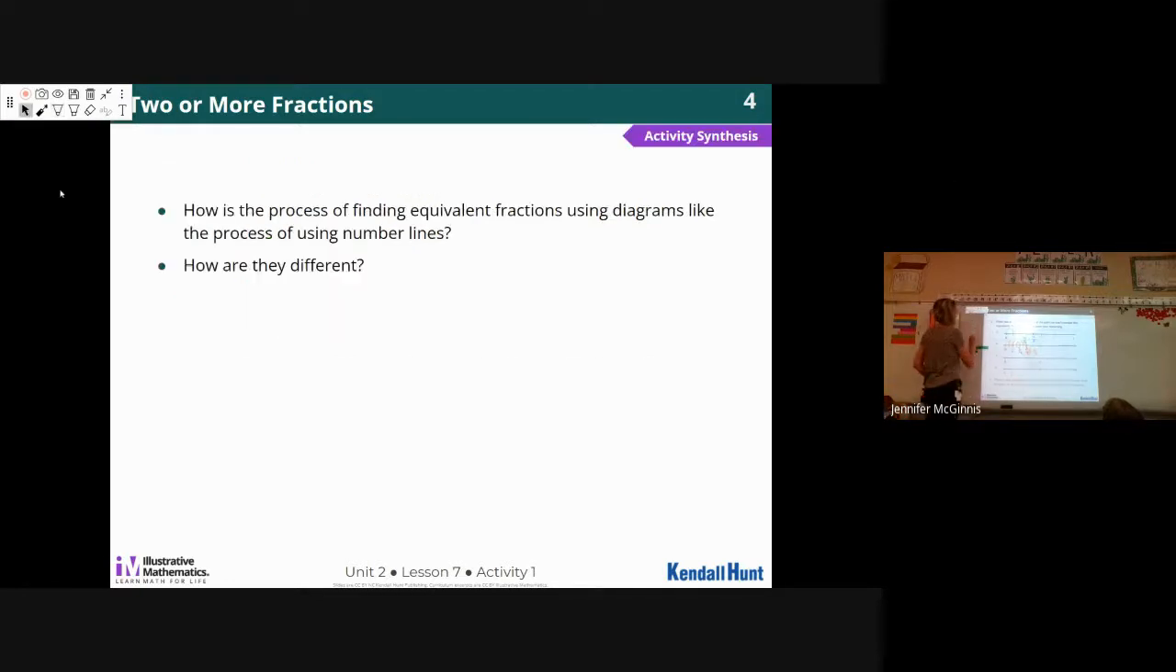All right. How is the process of finding equivalent fractions using diagrams like the process of using number lines? So the question is asking you, when we're finding equivalent fractions, we can do that on a diagram or we can do that on a number line. How are these things the same, using a number line and using a diagram? How are these things the same? Raylan?